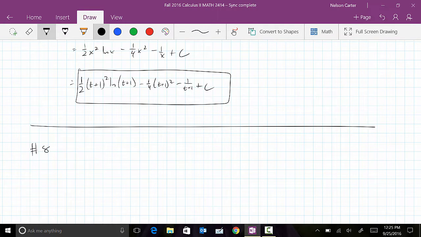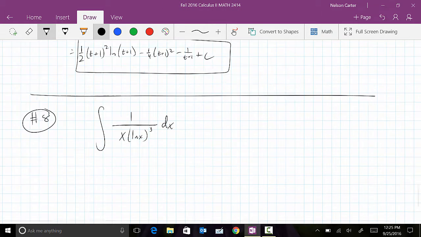Alright, then here's number 8. Okay, this is a good one. The integral of 1 over x times the ln of x, all cubed, dx.